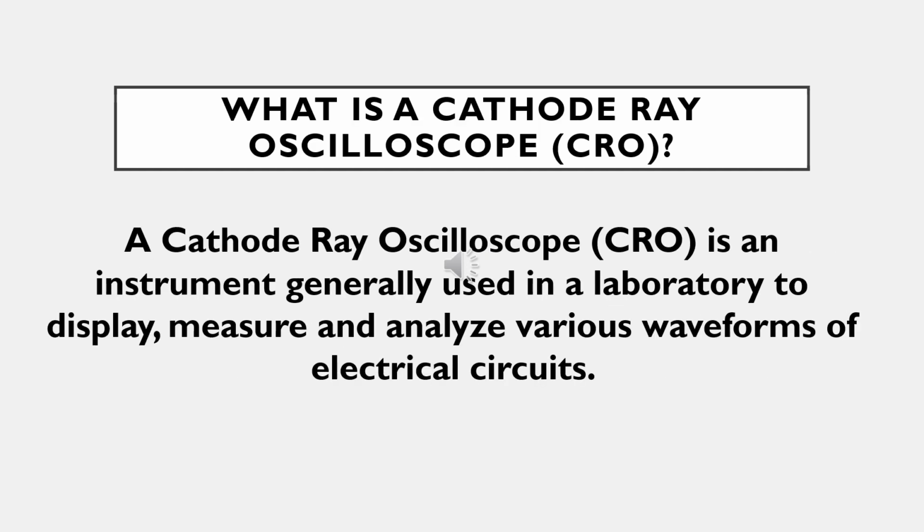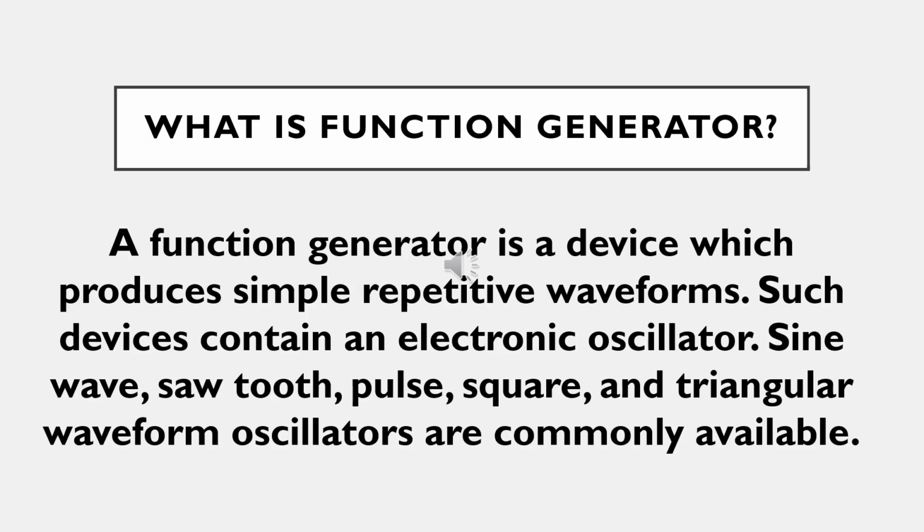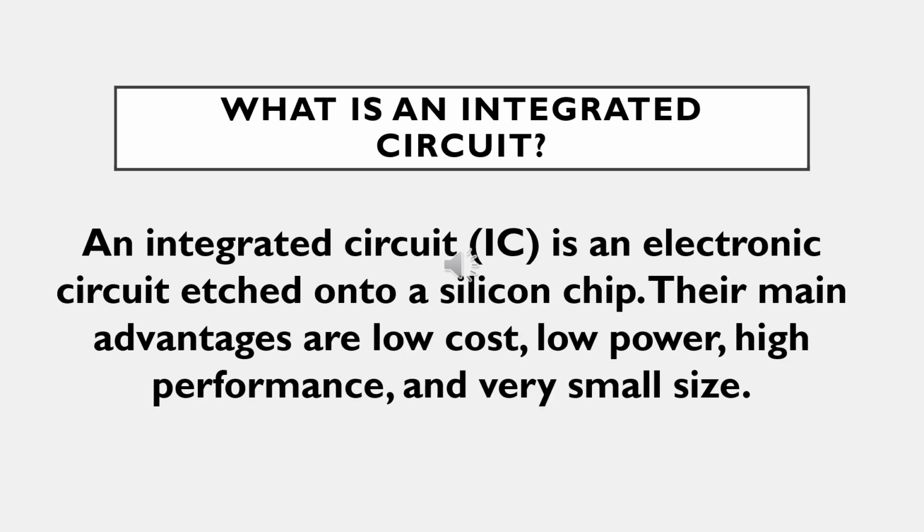A cathode ray oscilloscope is an instrument generally used in a laboratory to display, measure and analyze various waveforms of electrical circuits. A function generator is a device which produces simple repetitive waveforms. Such devices contain an electronic oscillator. Sine wave, sawtooth, pulse, square, and triangular waveform oscillators are commonly available. An integrated circuit is an electronic circuit etched onto a silicon chip. Their main advantages are low cost, low power, high performance, and very small size.